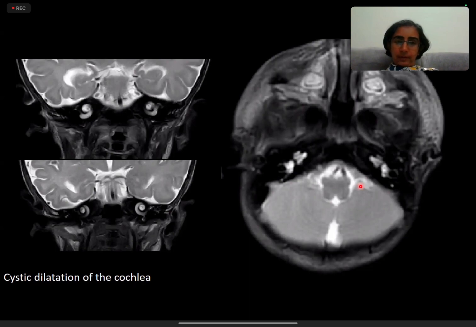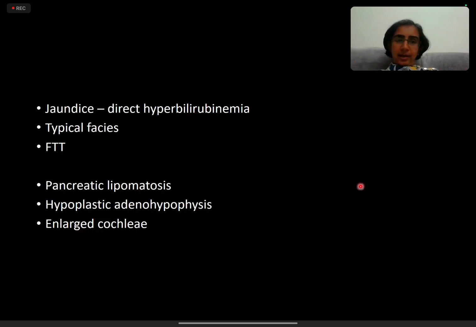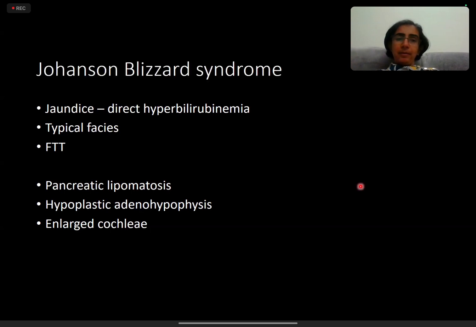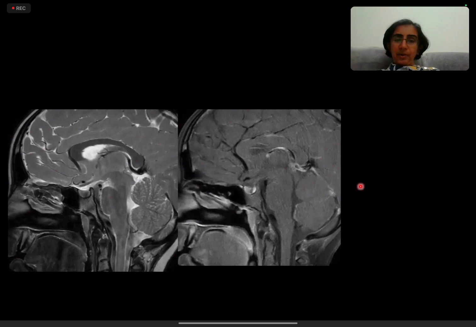So what is this condition? This is another congenital condition with jaundice, pancreatic lipomatosis, hypoplastic adenohypophysis, and large cochleae, sensorineural hearing loss, and with the typical facies that this patient is having. What is this condition? This is Johanson-Blizzard syndrome. All right. Coming to the next case.